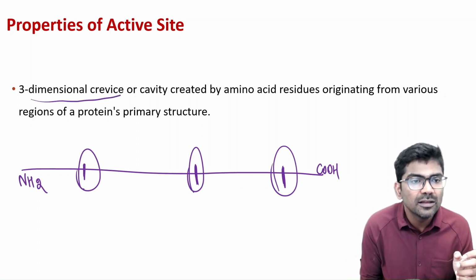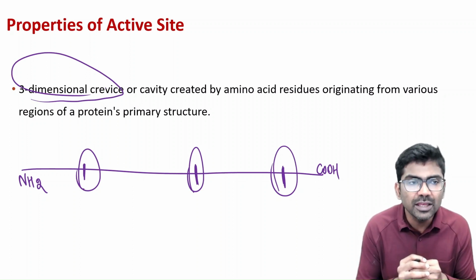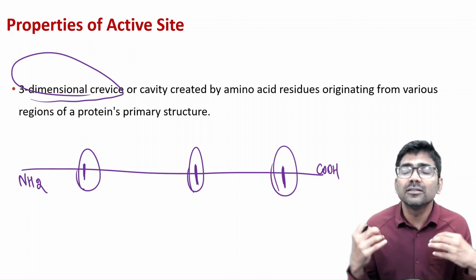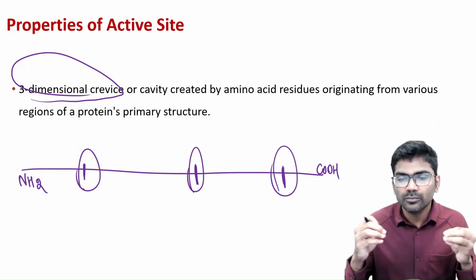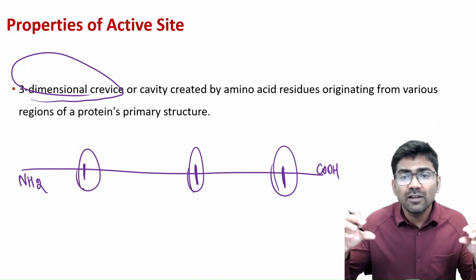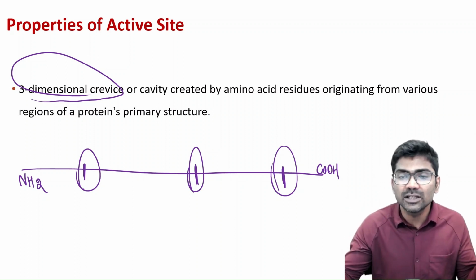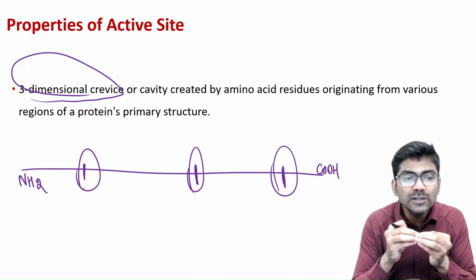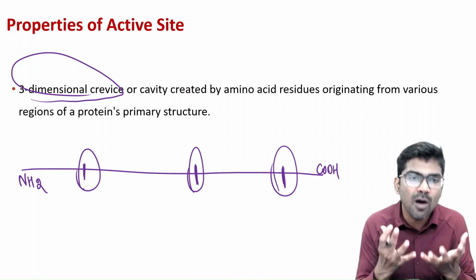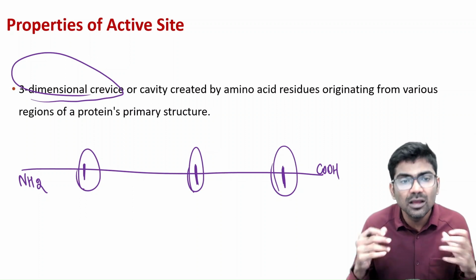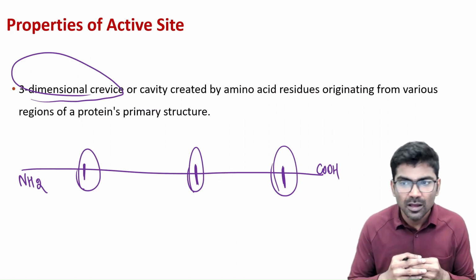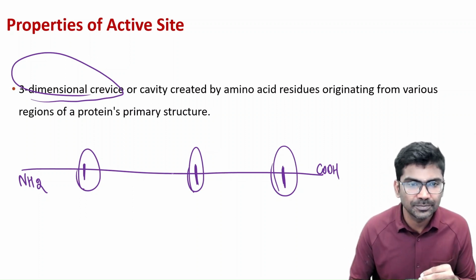So that is the three-dimensional structure, right? So active site is a three-dimensional structure. Amino acids which are far away in their primary structure can come closer in the tertiary structure to form active site. That is what I am trying to explain. I hope you have understood this.